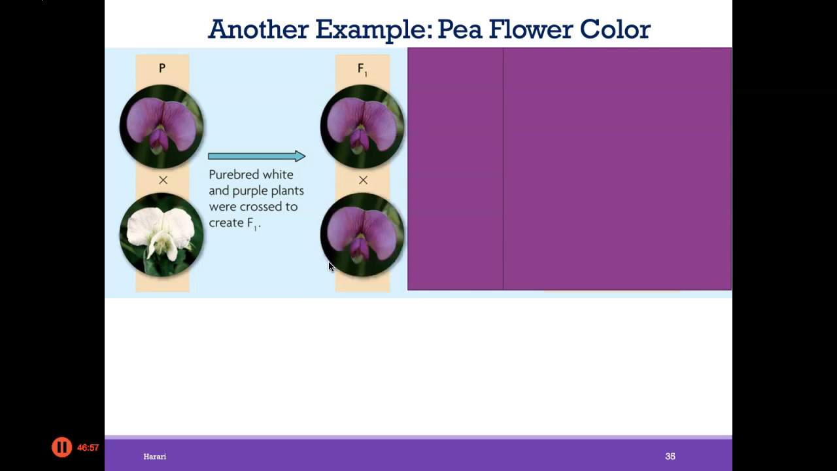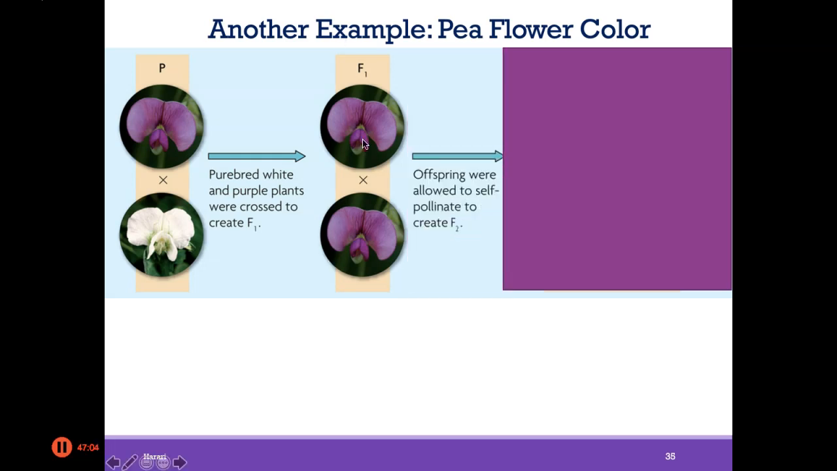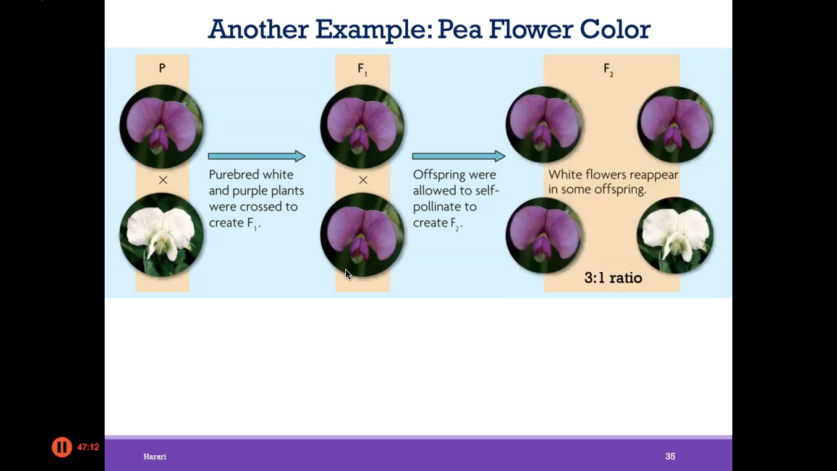Well, the F1 generation was 100% purple. Interesting. So these F1 flowers were allowed to self-pollinate to create the F2 generation. And what do you think the F2 generation looked like? Well, white flowers reappeared in some offspring, and they saw a 3-to-1 ratio, 3 purple flowers to every 1 white flower. So 75% or 3/4 were purple and 1/4 were white.